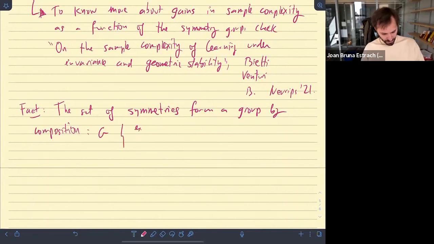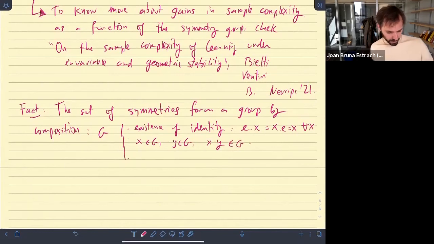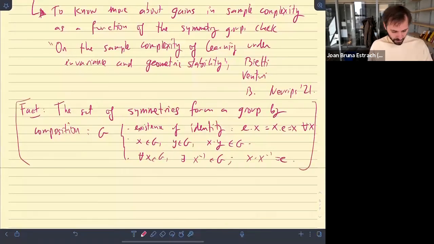So remember that there's the existence of an identity, E, such that E times X equals X times E equals X for all X in the group. Then the group is closed under this operation. And then you also have the existence of an inverse: for every X in the group, there exists an inverse such that X times X inverse is equal to the identity. Okay, this is just a little reminder that we might be using today. Also, let me just say that this operation is not commutative.